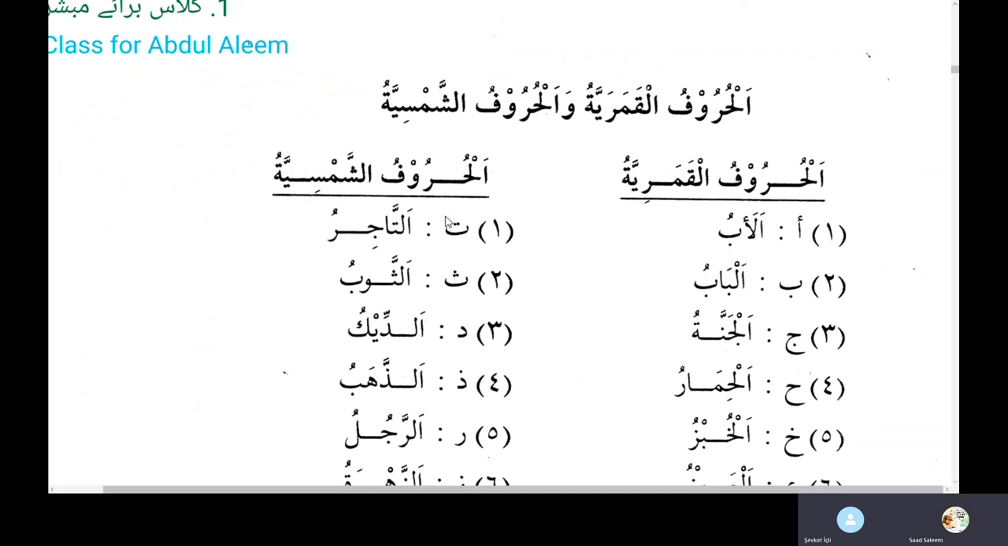There is a kasra here, okay, it is a misprint. We have a kasra with la.